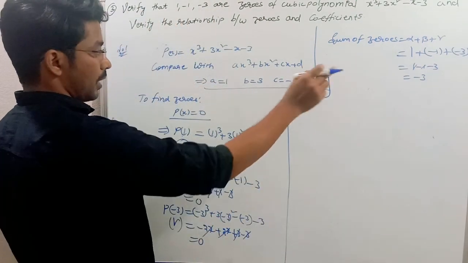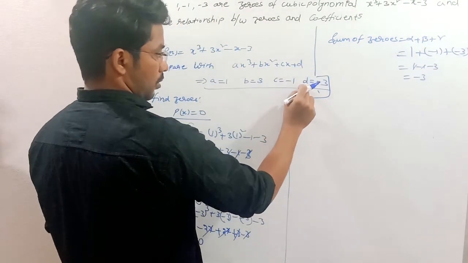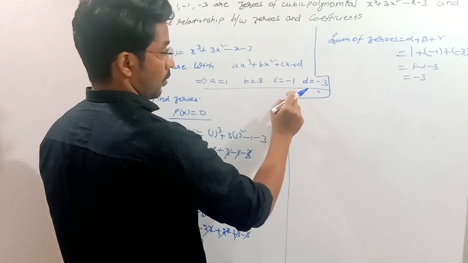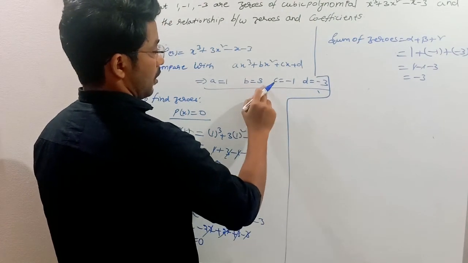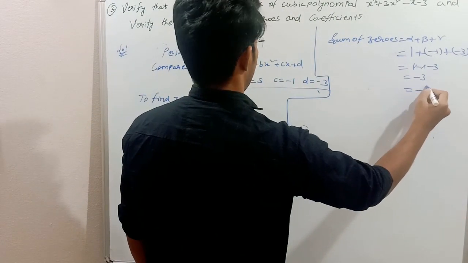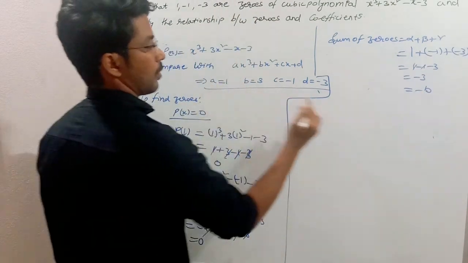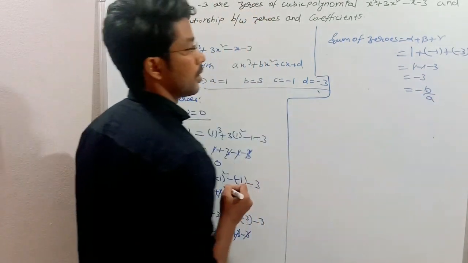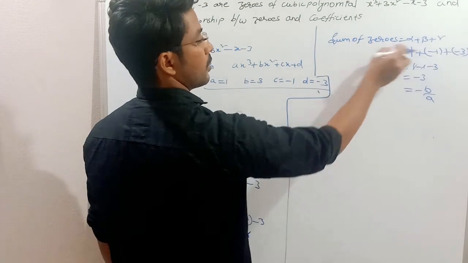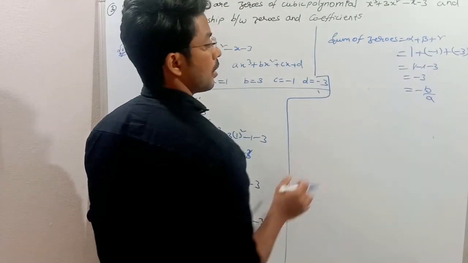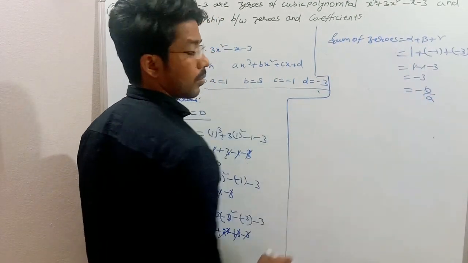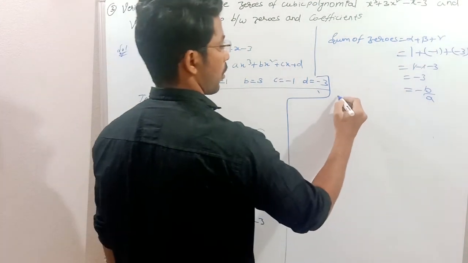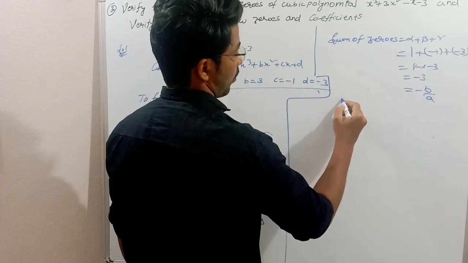Now minus 3. If you observe here, 3 is there. We can write it as minus b. A value is 1, so we can write it as a. So minus b by a. This is the relationship for the sum of zeros: alpha plus beta plus gamma is equal to minus b by a.